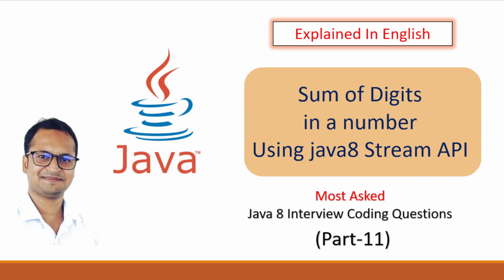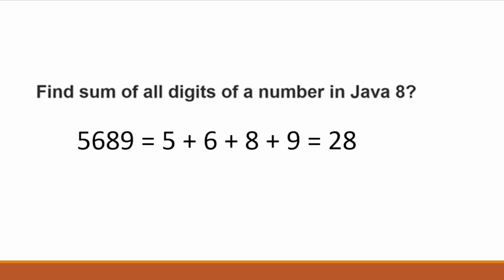In today's video, I am going to cover one important question on the Java 8 Stream API. Today's question is the sum of the digits in a number, meaning whatever number we are provided, we have to add the digits of that number. Suppose we are given a number like 5, 6, 8, 9, then we have to find the sum of the digits, like 5 plus 6 plus 8 plus 9, and show the result.